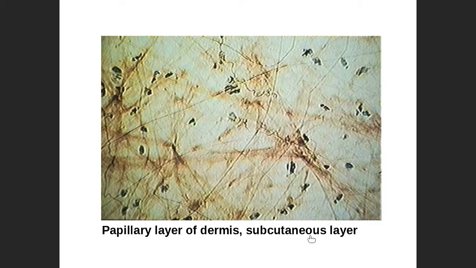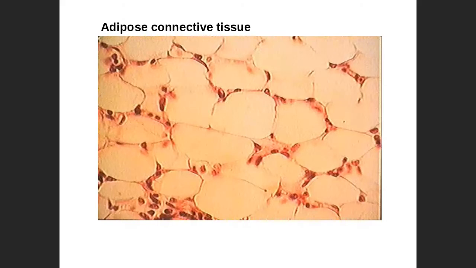Then just below your skin, you have what's known as the subcutaneous layer, and that layer is just filled with our next type of connective tissue. It's going to be filled with adipose connective tissue and areolar connective tissue when we talk about the subcutaneous layer.